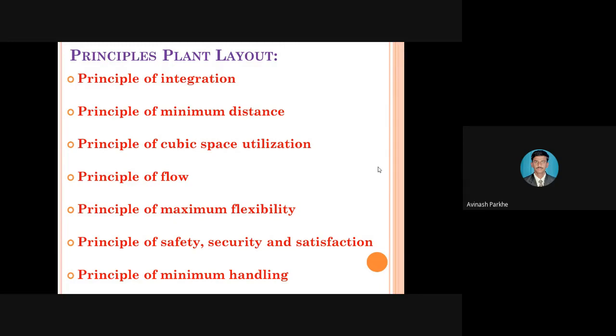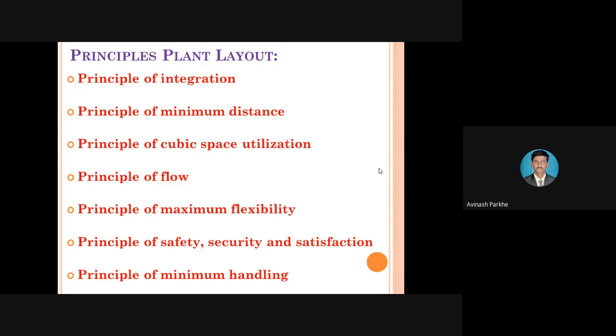Okay. Then the next principle is called the principle of flow. It is very important. Once your machines are located, sometimes the machines are located as per the sequence of operations. Means first, initially, we have to perform the turning and facing operation, so at first you have to install the lathe machine.